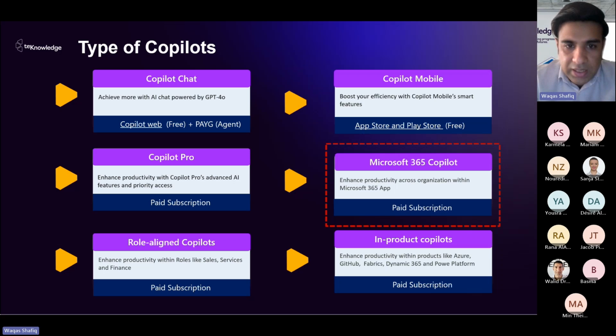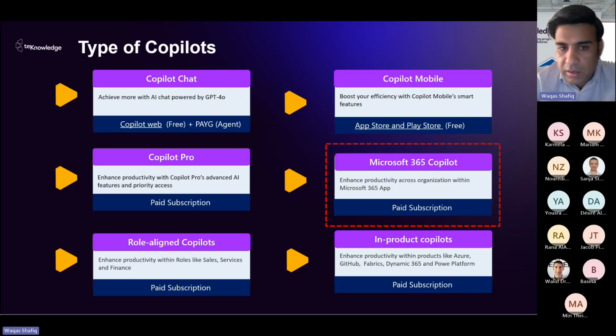What we are going to focus on today is Microsoft 365 Copilot. Again, this is a paid subscription. You need a license at the backend to start using Copilot in different applications. Then Microsoft also has role-aligned Copilots like Copilot for Sales, Copilot for Service, Copilot for Finance, etc. So these are a few Copilots which are available in the market now.